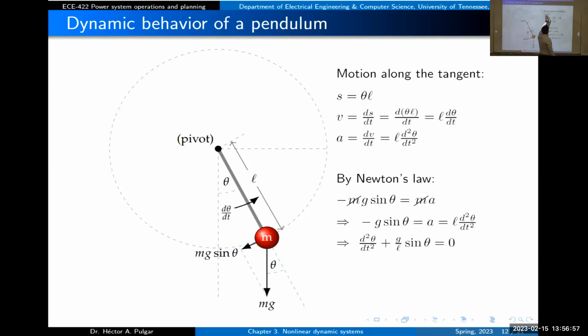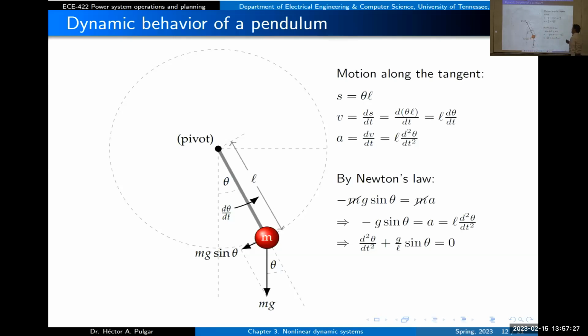So to get the motion along the tangent, we're going to get the arc of this trajectory using the variable theta. So we know that the arc, the distance here along the circle of radius L, this distance is going to be theta times L. So all this distance here will be theta times L. You have the arc S.